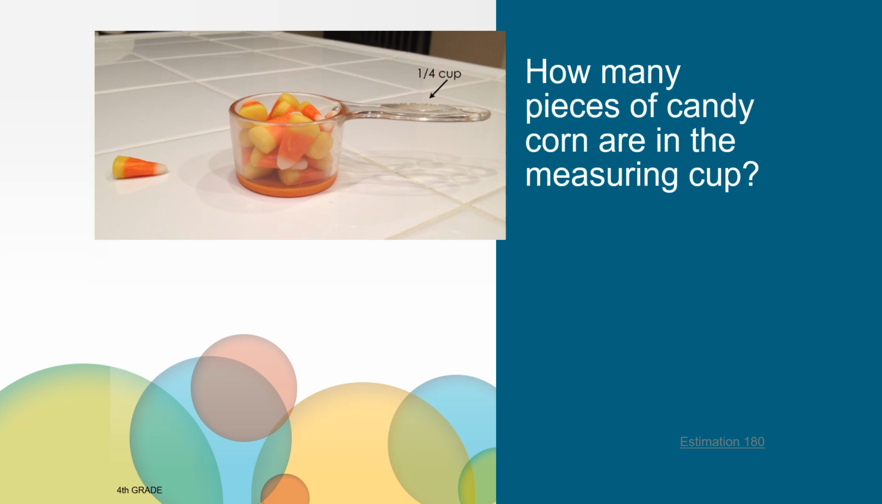Let's get our brains warmed up by doing an activity from the website Estimation 180. On the screen, you see a 1/4 measuring cup with some candy corn inside of it. Estimate how many candy corn are in the 1/4 measuring cup.